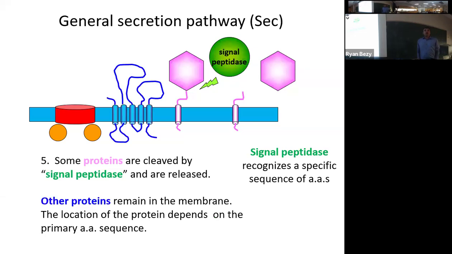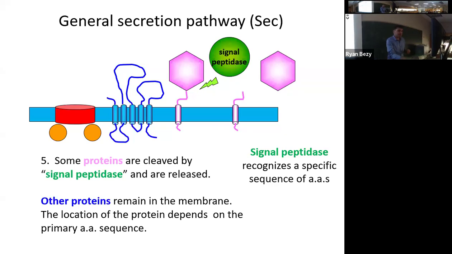Other proteins, though, may actually remain in the membrane and just function at the cellular surface. So it completely depends on, do they have that signal peptidase sequence or not? If they have it, they get cut and they float off away. If they don't, they stay membrane inserted. And in fact, they may even insert into the membrane a little bit more in the end. Questions then about that?